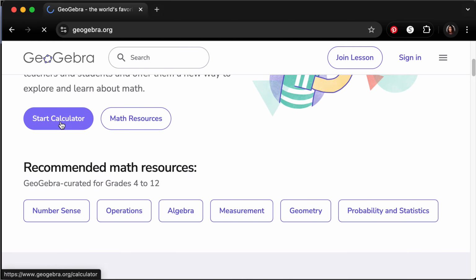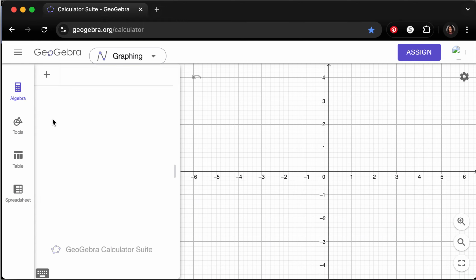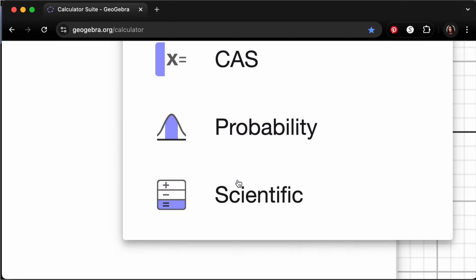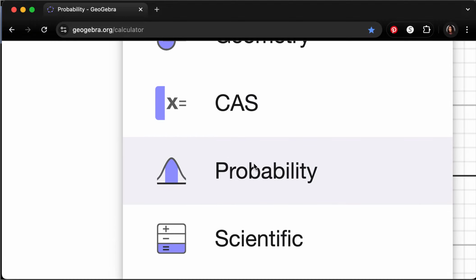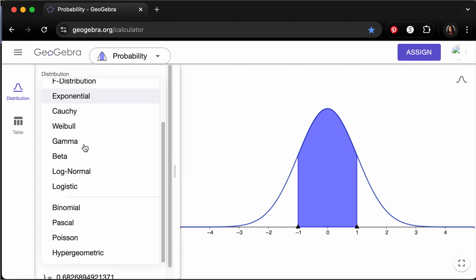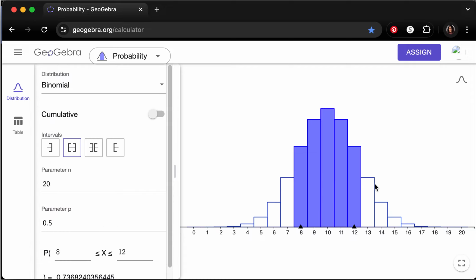You're going to click on Start Calculator, and it should take you to one of the calculator suites. We're looking specifically for the probability or statistics suite. So over here at the top menu where it says suite, you're going to click on probability. This is how your suite should look. If you notice, it has an option for you to choose which distribution you're looking for. We're not looking for a normal distribution. You have to select binomial because we're looking for a probability for a binomial distribution, and it's going to change your visual.